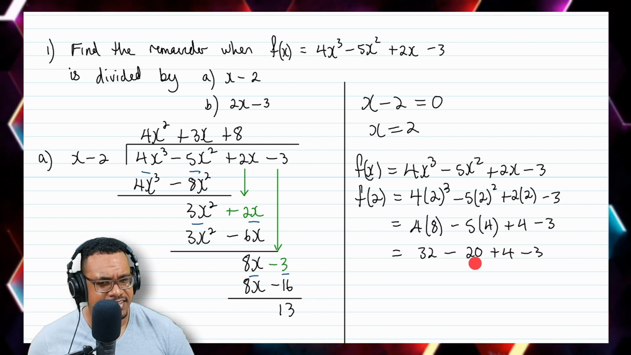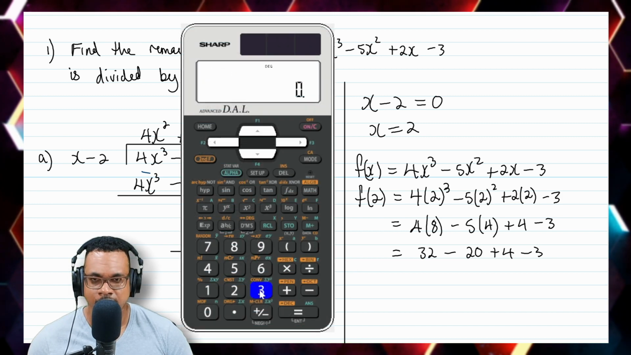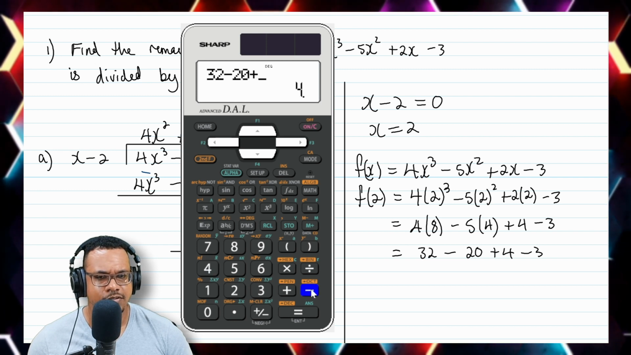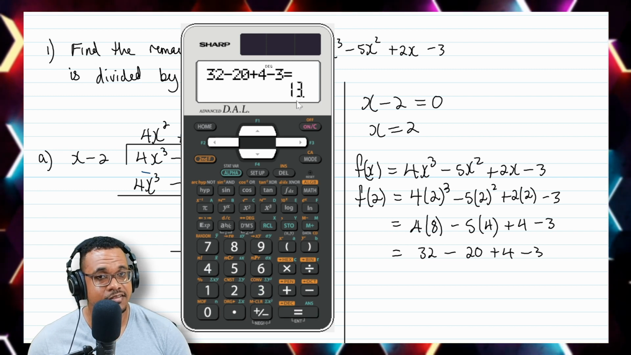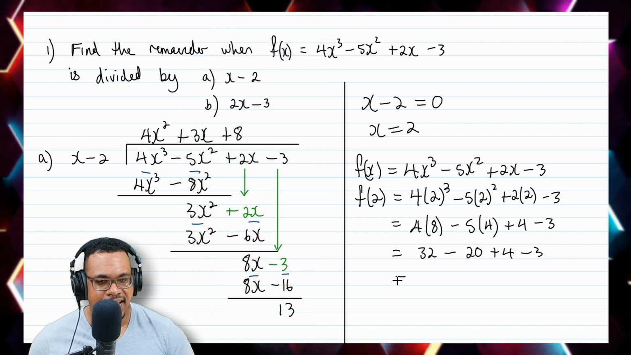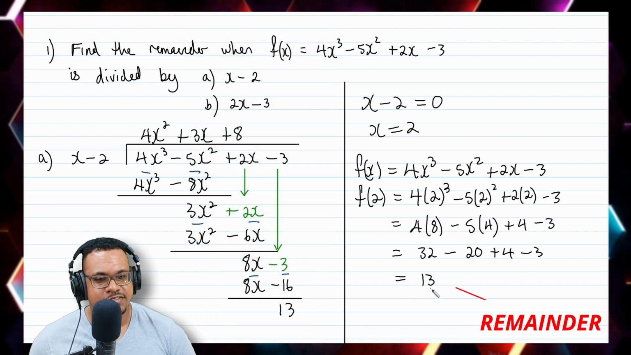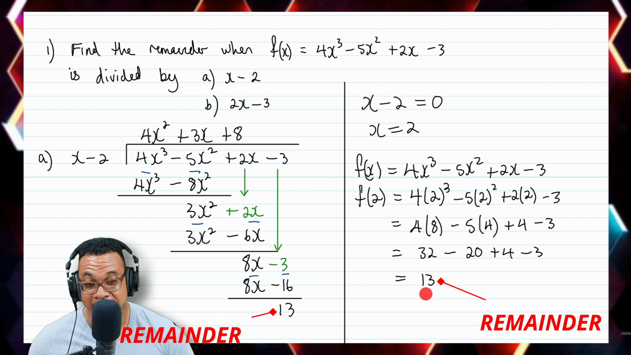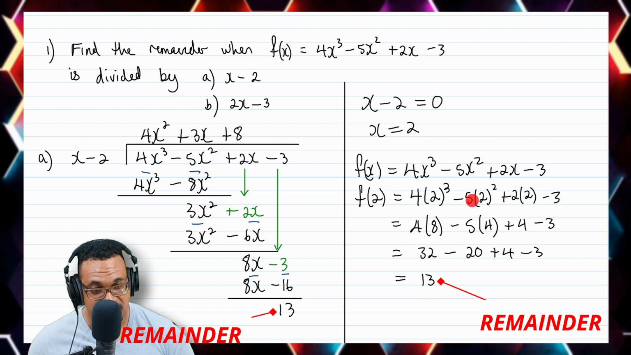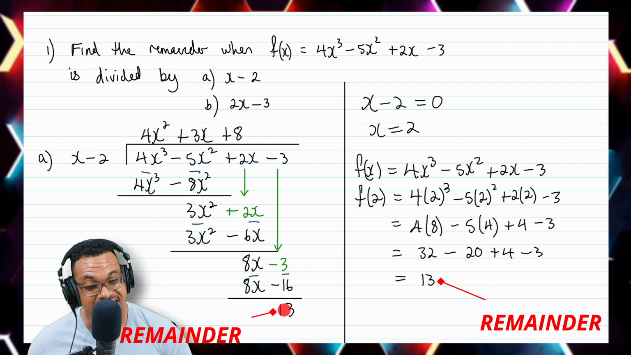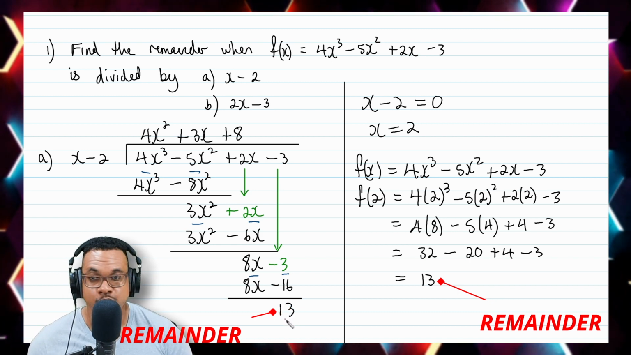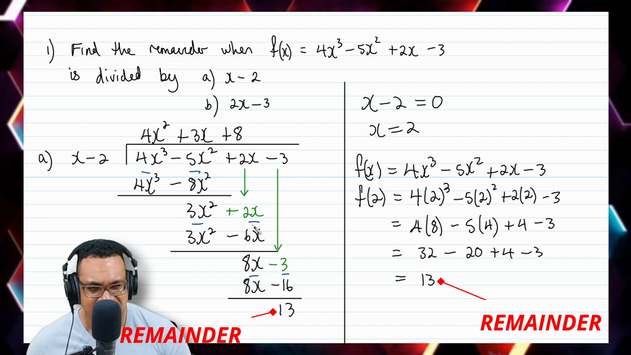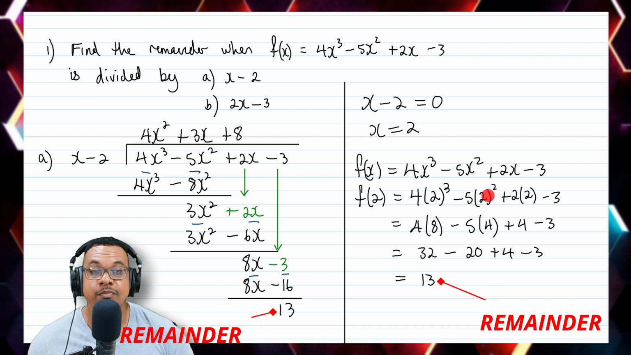Now if you want, you can put all this into the calculator and work it out. So I can put in 32, take away 20, plus 4, take away 3, and as you can see, we get 13. So my answer is 13, and of course this 13 is the same as this 13 here. And of course, this 13 is our remainder. So as you can see, this is a lot shorter than using the division of polynomials to just get the remainder. Now, if the question asks for the quotient and also the remainder, then you have no choice but to do the division of polynomials. But if the question just wants the remainder, then use the remainder theorem.